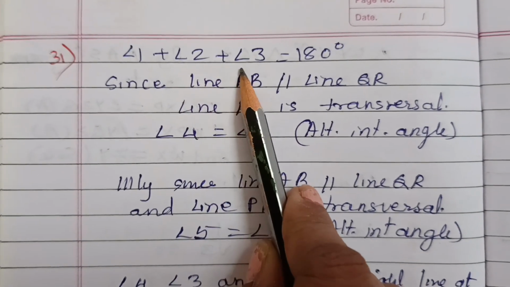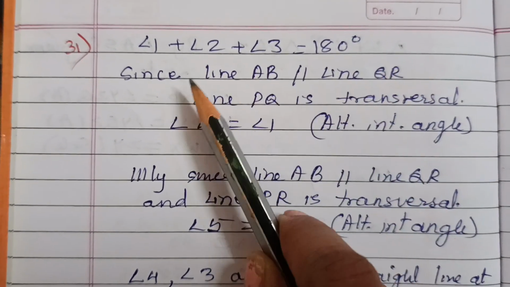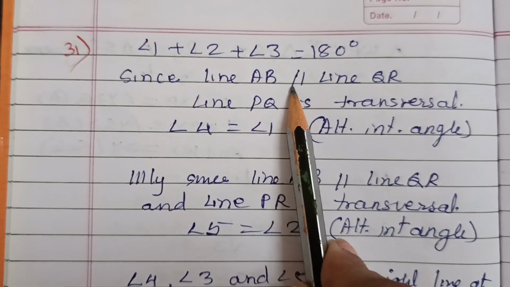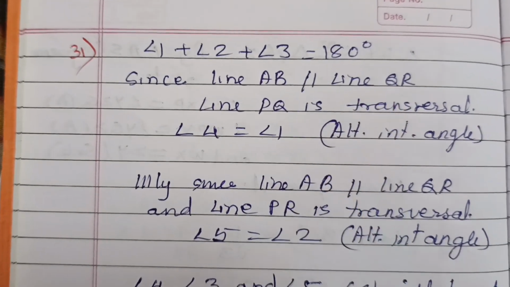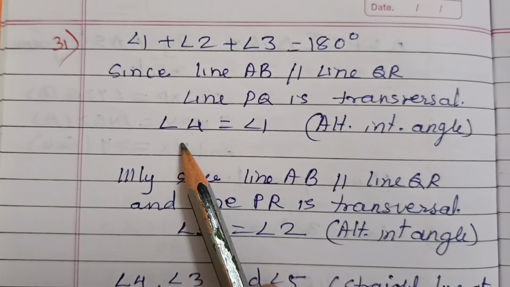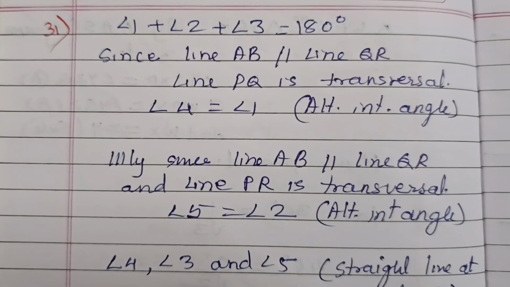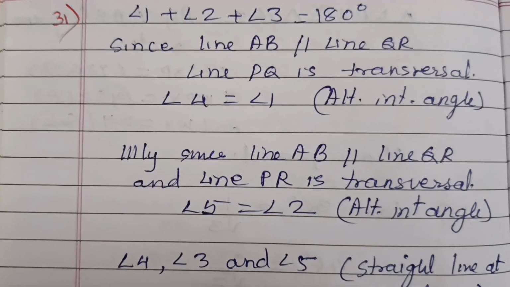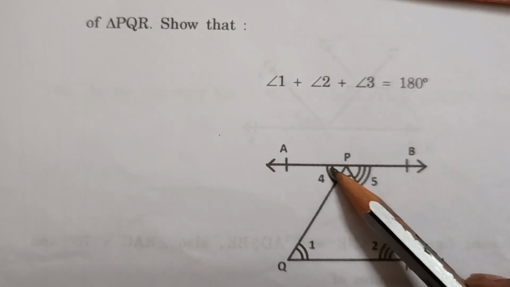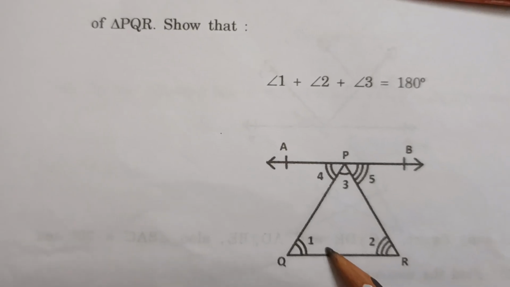Angle 1 plus angle 2 plus angle 3 is equal to 180 degrees. We have to prove this. Since line AB is parallel to line QR and line PQ is a transversal, angle 4 is equal to angle 1, as they are alternate interior angles. Angle 1 and angle 4 are alternate interior angles.